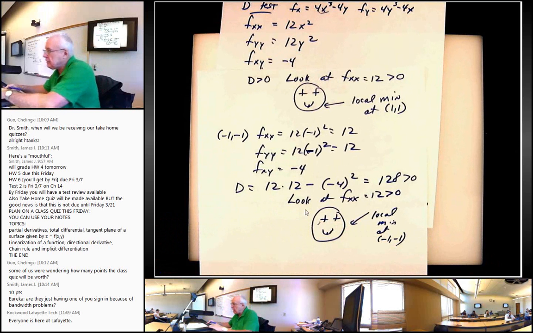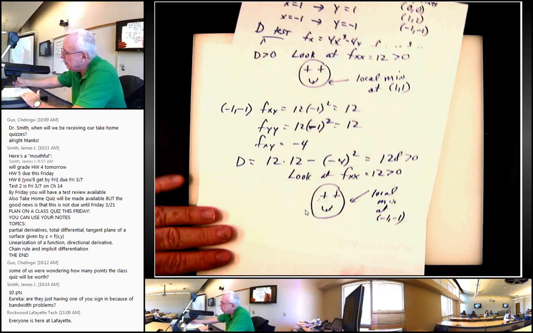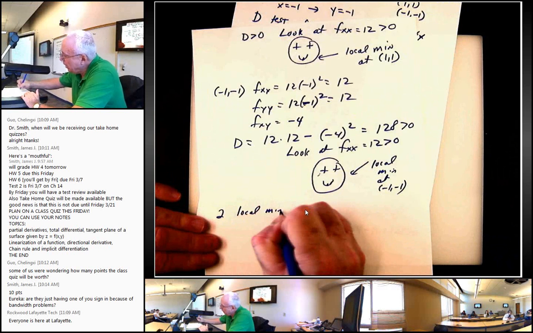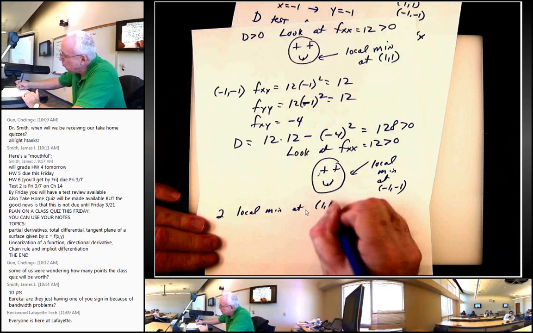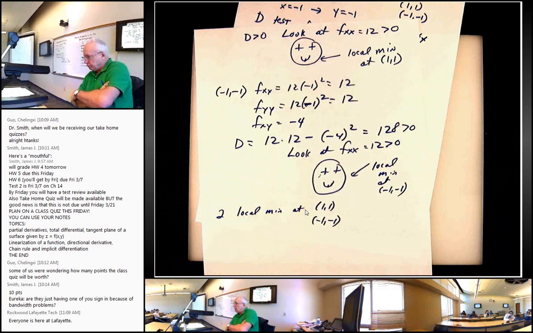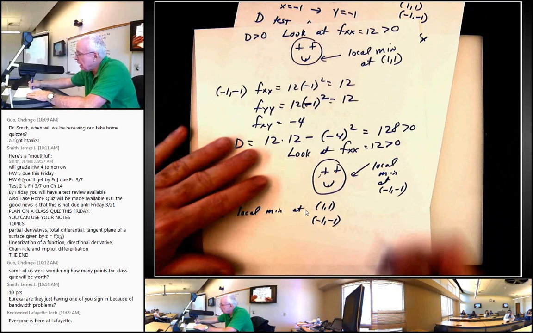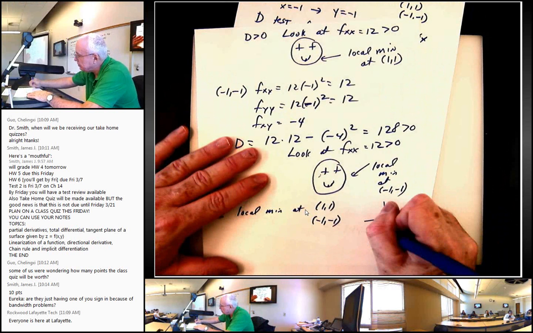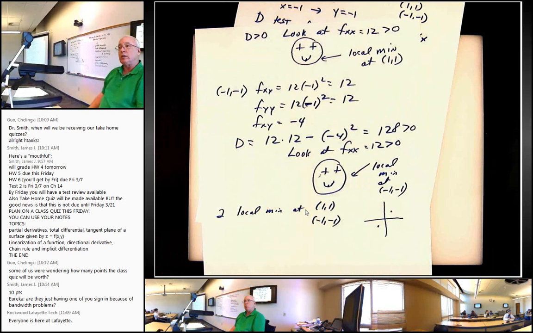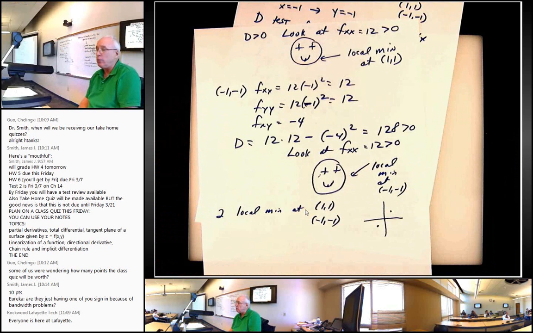And then I did do it this time. If we plug in, we have two local mins at 1, 1 and minus 1, minus 1. Notice right in between those, if you look here, I didn't graph this thing, but one of them is here at minus 1, minus 1. The other one is here at 1, 1. And right directly in between them, we have our saddle point.